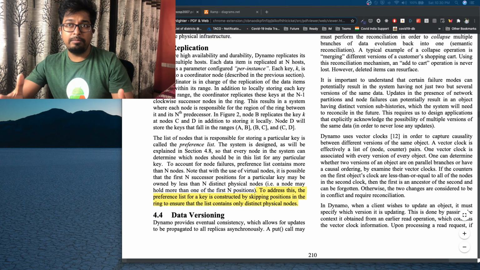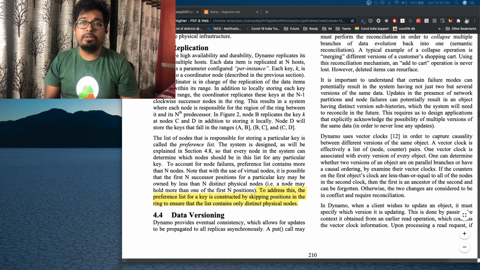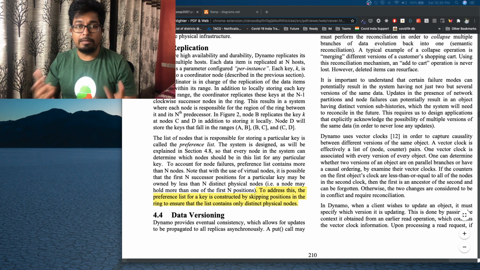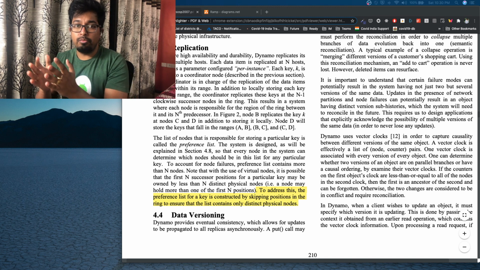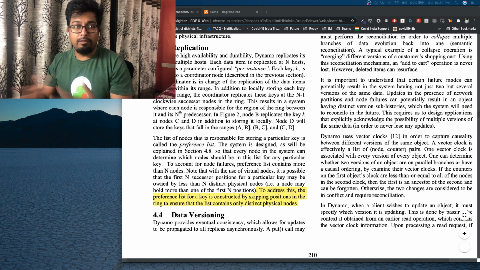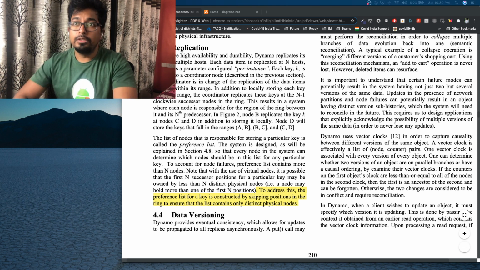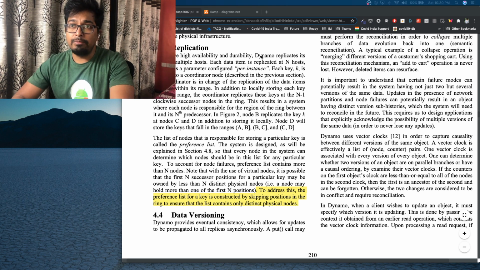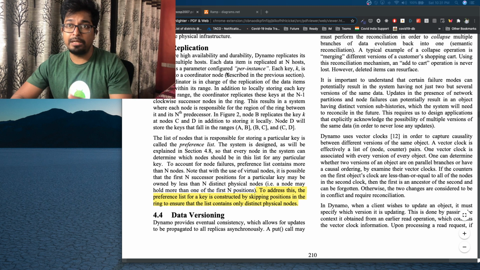To achieve high availability and durability, of course, you would need your data to be replicated into multiple systems. It is simply not possible for data to be present in one storage host. You would not expect the storage host to be always on for the entire time. So hence, what Dynamo does is replicate its data on multiple hosts. Each data item is replicated at n hosts, where n is a parameter configured per instance, and we'll talk about n a lot. Each key k is assigned to a coordinator node.